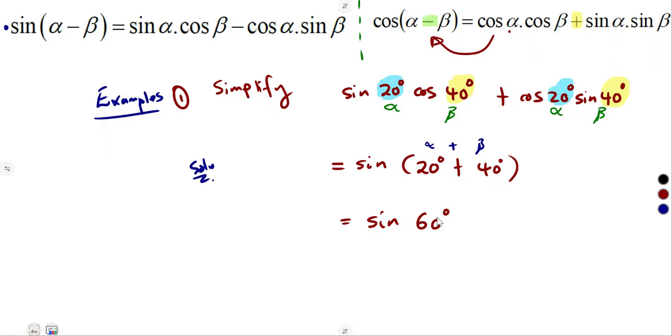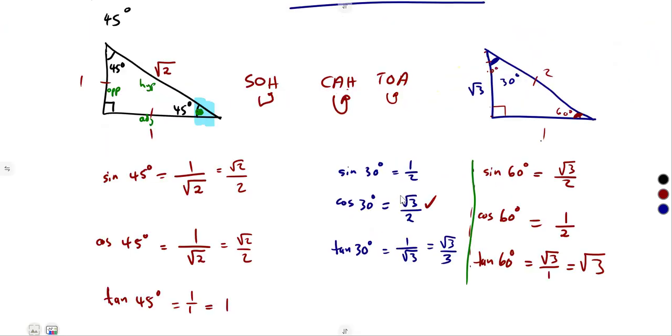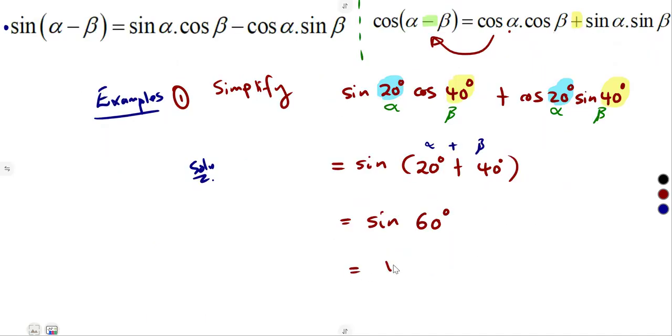So are you going to leave it like that? No, because we know this from our special angles. We dealt with this. The sine of 60 degrees is what? Square root of 3 over 2. So we are going to have this in its simplest form: square root of 3 over 2. Simplification. You've simplified using the compound angle identity concept.